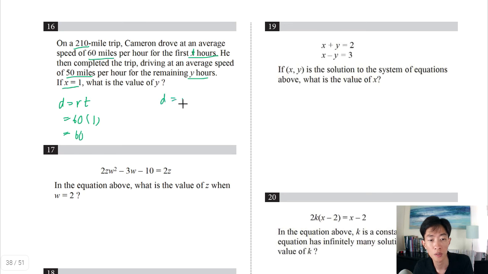So we just have to use the same formula, distance equals rate times time, and we have 150 miles left to go. We know that he drove 50 miles per hour during that time. So really we just have to solve for t, divide by 50 on both sides, and we know that he was driving at 50 miles per hour for the remaining 3 hours on the trip. And that's going to be the answer.